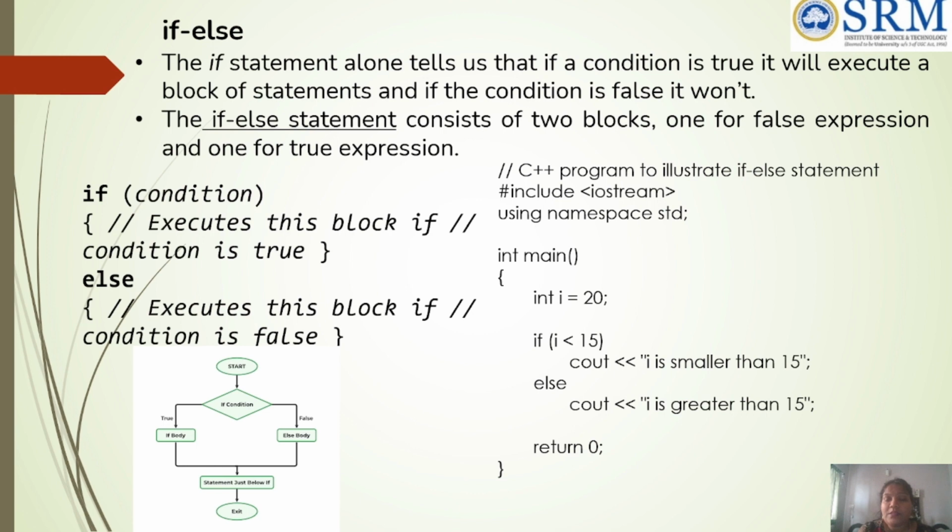Here we'll see a simple C++ program where we have declared i as 20. If i is less than 15, you print this, else you print that, and then you come out. That is what the program is. In this particular program, i is equal to 20, so i is not less than 15. The first condition is false, so it goes to the else block. In the else block, it executes i is greater than 15, so the output is "i is greater than 15".